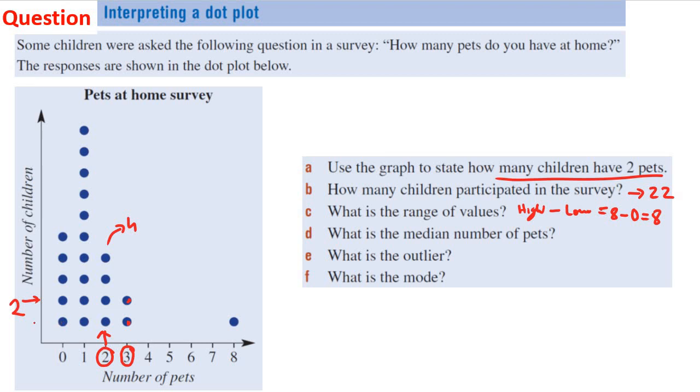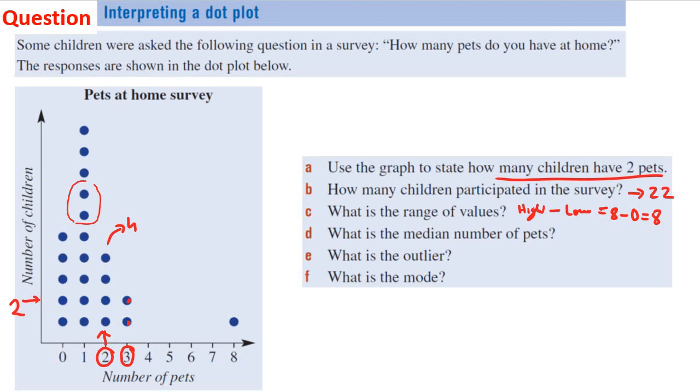So start like this from the ascending order: 1, 2, 3, 4, 5, 6, 7, 8, 9, 10, 11, 12. So these are the 11th and 12th children, right? Now they both have 1 each, so the median will be the average of 1 and 1, so basically 1.